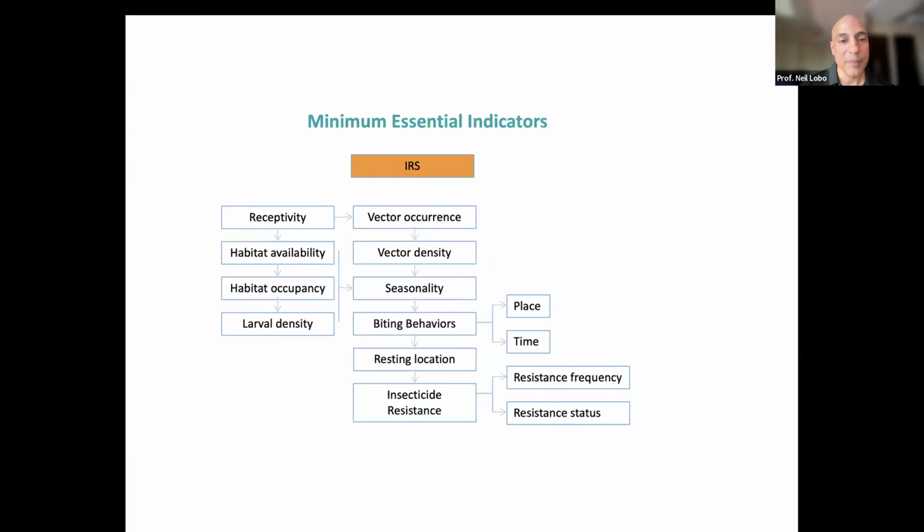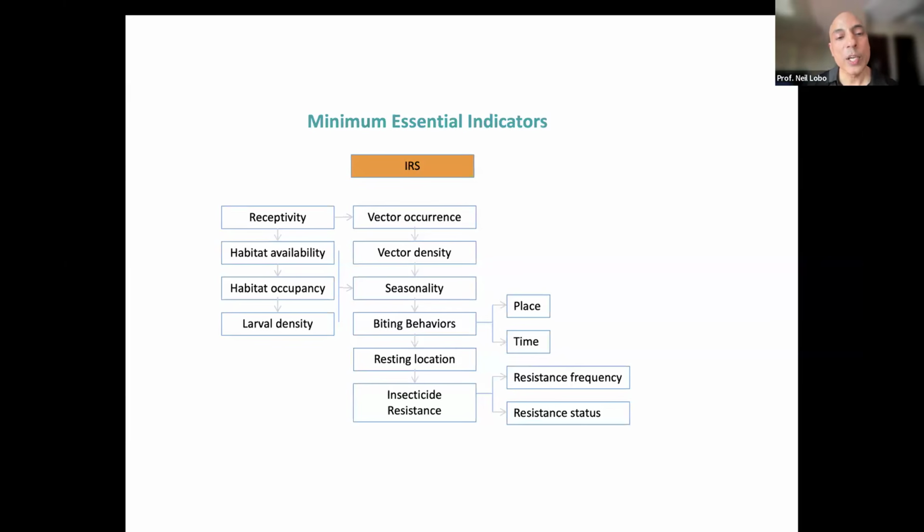Let's look at IRS. Now, think about this. Normally I'd go back and forth with you all, but with over 2,900 people, I don't think it's possible. So think about which of these indicators are essential for understanding IRS. And here's where we go back to that slide on how bed nets function and how they don't function. How does IRS function? IRS functions on indoor resting mosquitoes that are susceptible to the active ingredient or to the chemical that you spray on those walls.